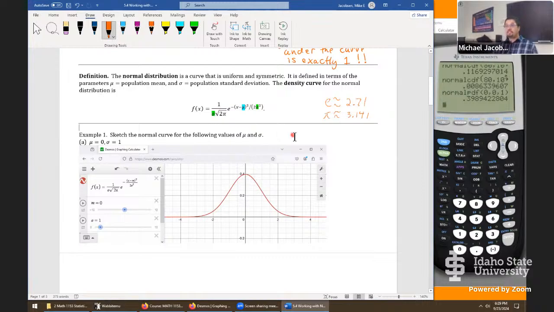Other questions so far? Okay, well, let's start changing this up. This is where it gets a little bit more interesting, I'd say. Part B, we're changing something. Mu is becoming -2, sigma stays at 1. What would you all predict happens if we set mu at -2 to this picture here?